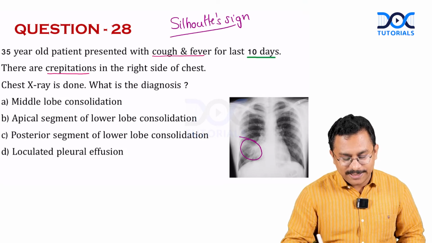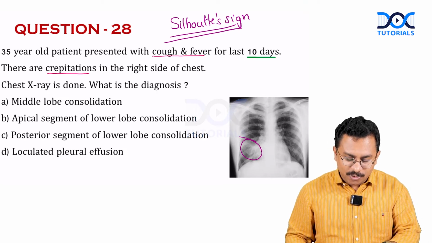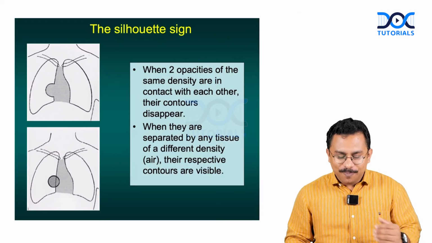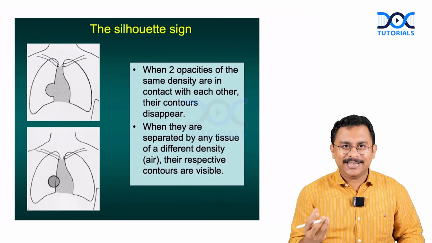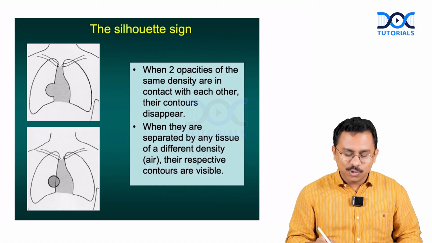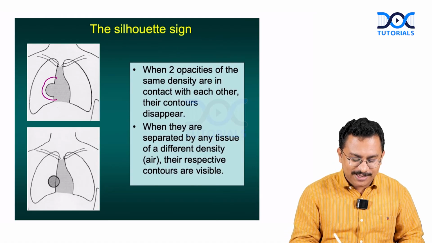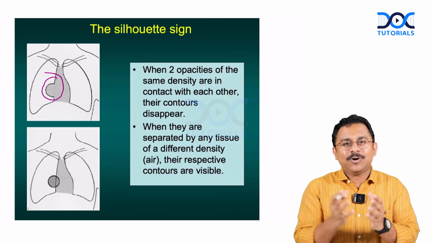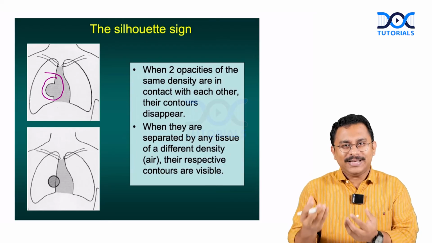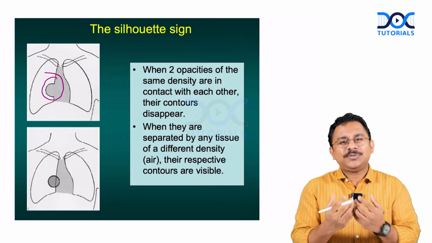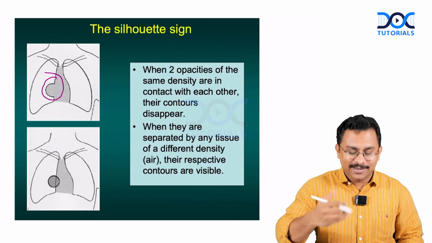So what exactly is the Silhouette sign? The Silhouette sign means, when you have two opacities of the same density in contact with each other, their respective contours will disappear, as you see here. So there is an opacity of the same density. That is what happens when you have opacity just in the middle lobe, adjacent to the heart. They will obscure the heart borders as well, the right heart border.